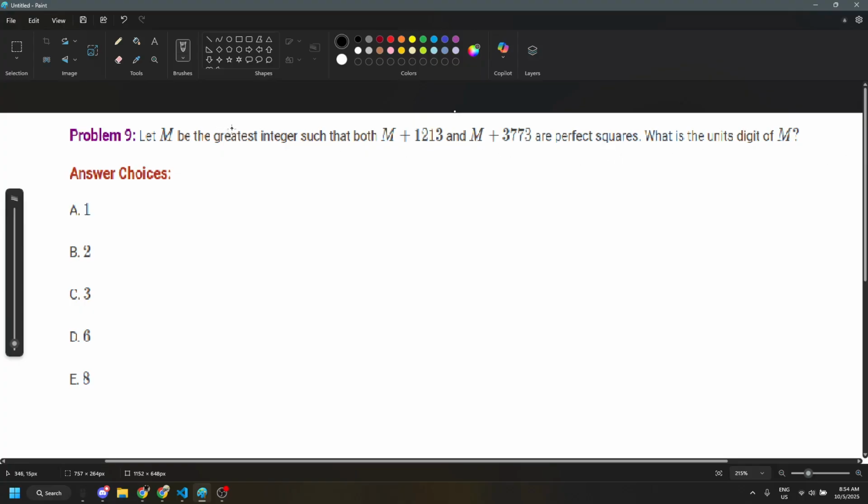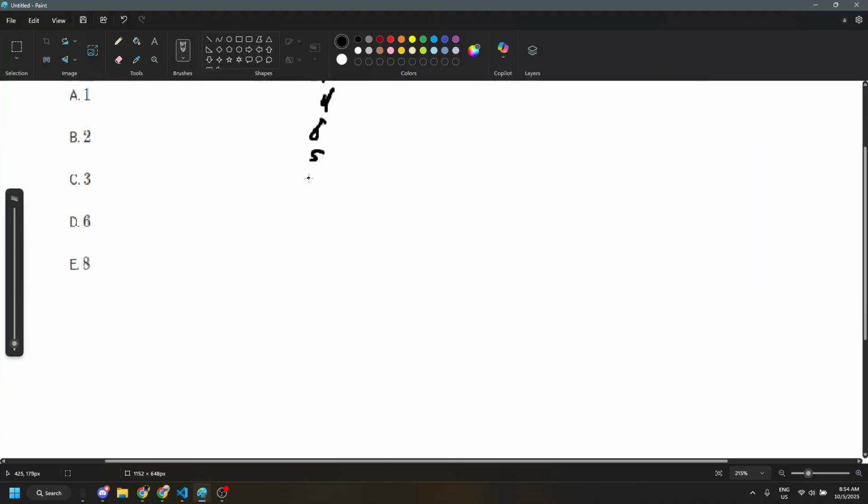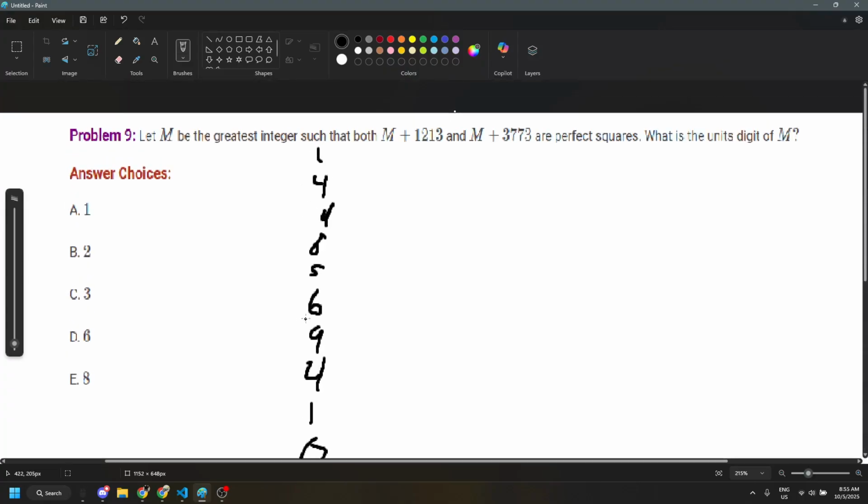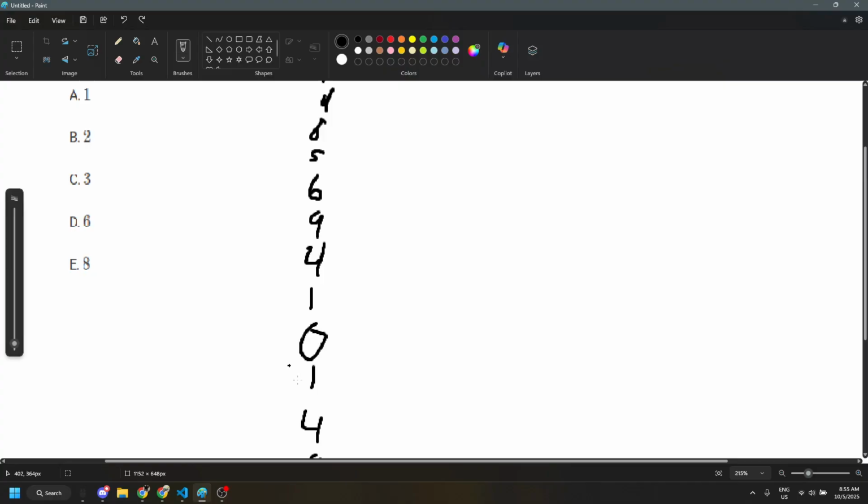Okay, so let's look at the unit digits of square numbers. So we have 1, 4, 9, 6 for 16, 5 for 25, 6 for 36, 9 for 49, 4 for 64, 1 for 81, 0 for 100, 1 for 121, 4 for 144, 9 for 169. Okay, so this is the cycle.